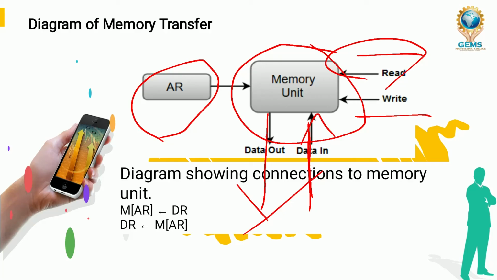When you want to store it, we have to write it. When you want to read it, data should go from the memory to a particular component, and then only can we read it. That's why in read operation data goes out. Write operation means storing the data inside of a memory, which is nothing but data in. Both are performed based on the address register. Look here.